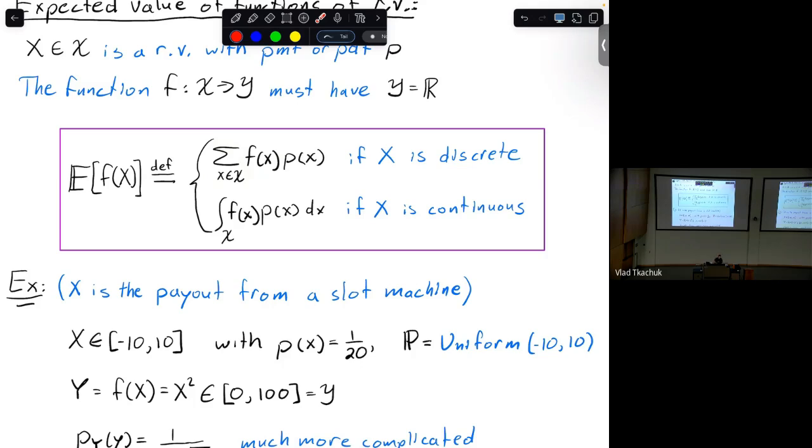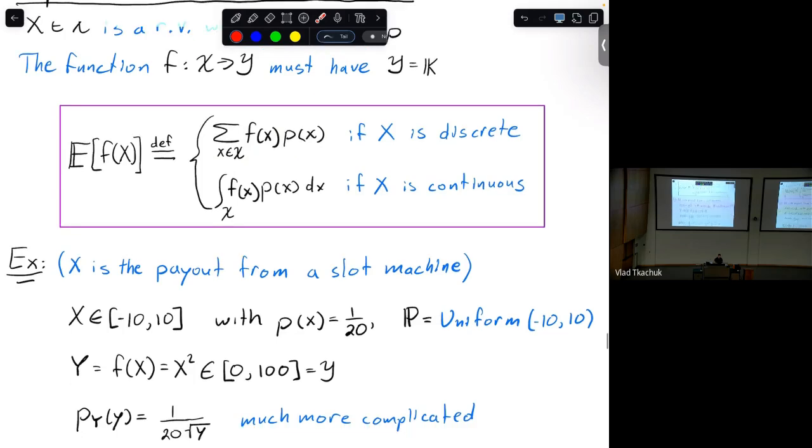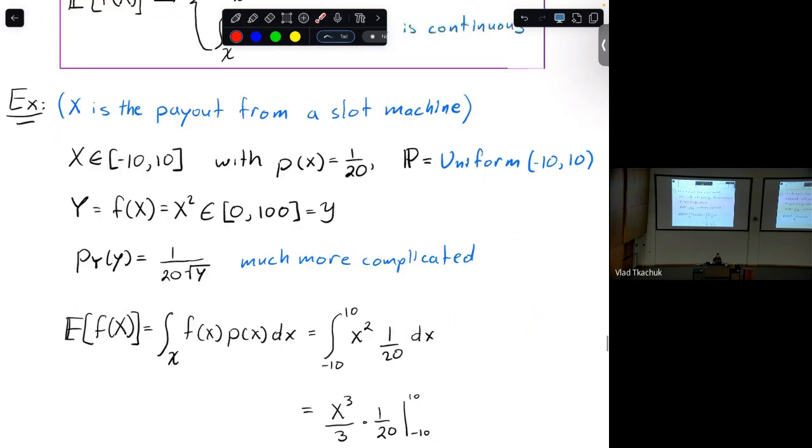But the point is, all you need to know is the PMF or PDF of the original random variable x, and then you can calculate the expected values of any function of it. That's what you need to know. Okay, so we can do this for the payout in the slot machine example, where you have this x squared function of the random variable x.